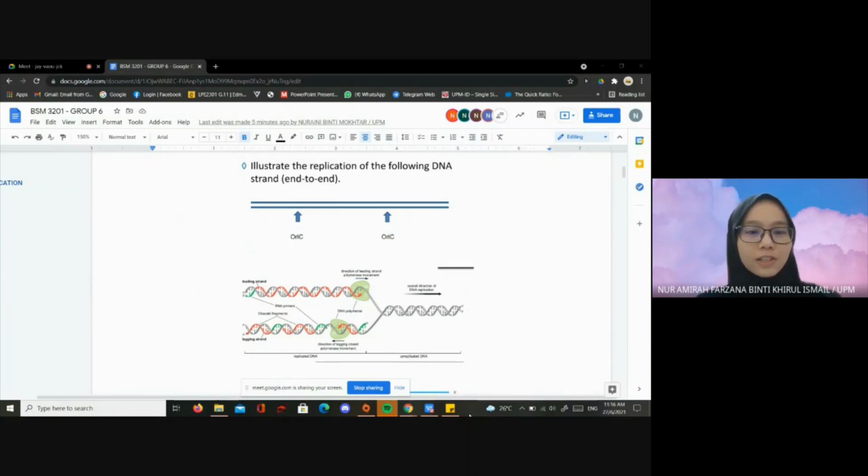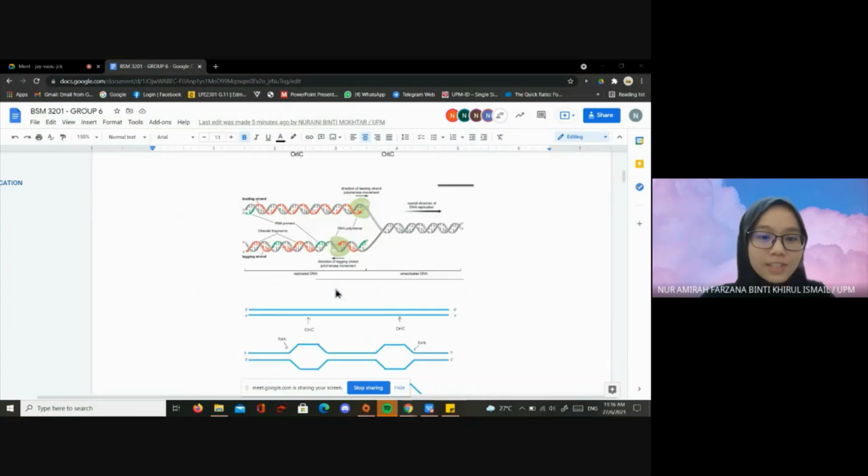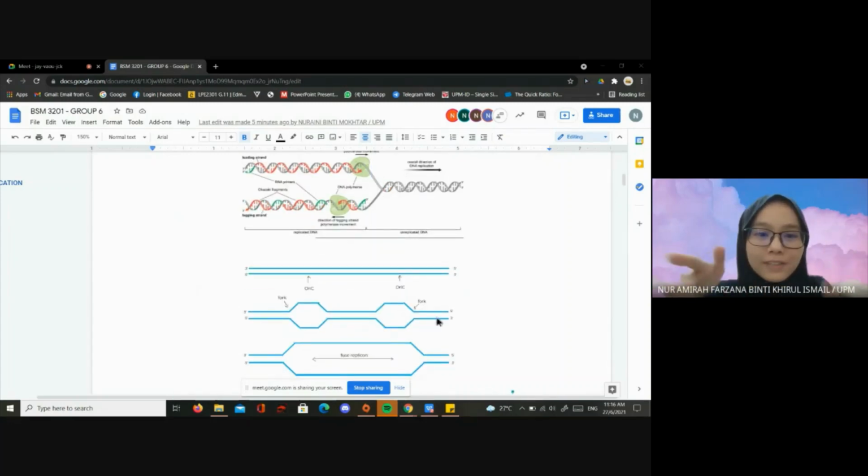Replication fork is the junction where there is replicated DNA and the unreplicated DNA. As you can see, there is a picture under the question. So this is the replication fork part. There is replicated DNA, then there is unreplicated DNA. So, okay, we start the initiation at the origin of replication. So there are two ORIC there. So the initiation, we start at both parts.